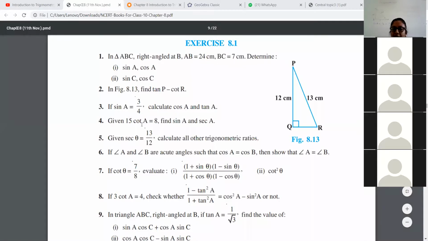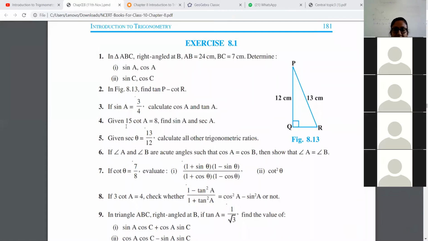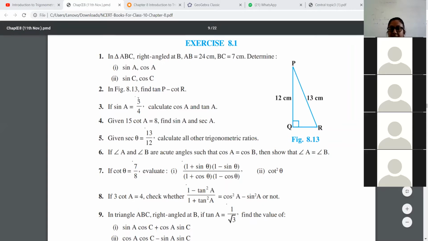Now look at this problem. 15 times cot A equals 8. Then find sin A and secant A. 15 times cot A is 8, so cot A becomes 8/15. Alright. Cot A becomes 8/15. I'll get that to my screen and show you quickly.